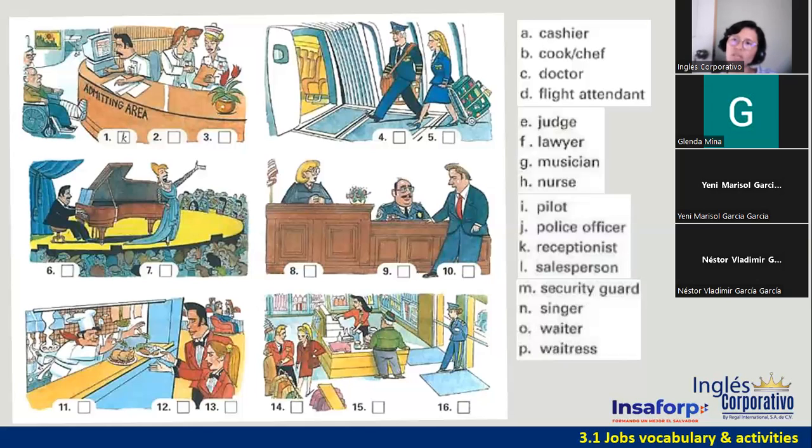So, over here, number one goes with letter K, receptionist. What about number two? Doctor. Muy bien. Entonces, en ese caso, it's letter C, ¿verdad? Doctor. What about number three? H, nurse. Muy bien. Okay. What about number four? Pilot, right? A pilot. What about number five?